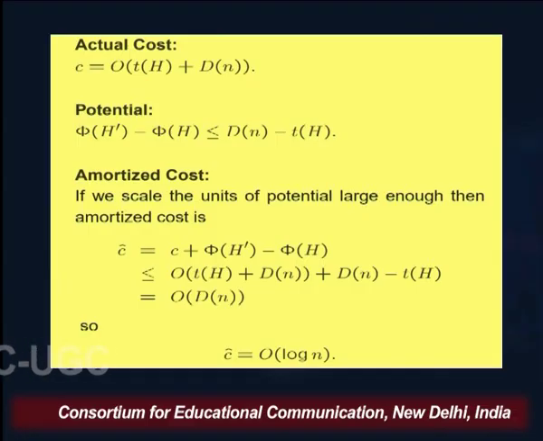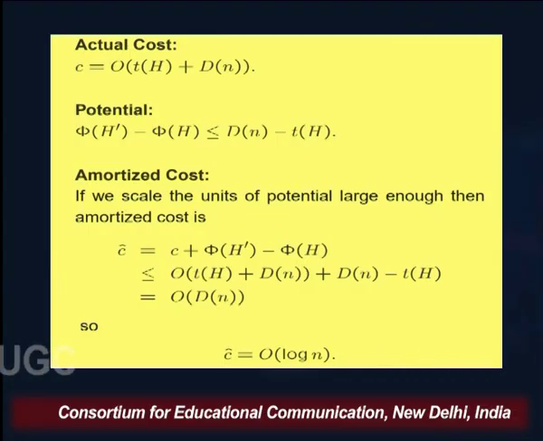So, we have just replaced the values of the actual cost and the change in potential, and after a simple mathematical calculation we come to the expression order of d n. So, the amortized cost is equal to order of d n, which is nothing but order of log n.